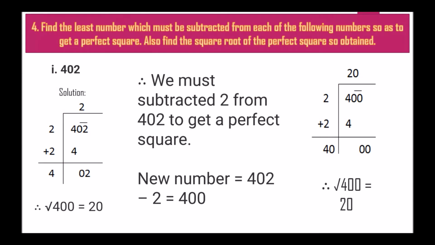Fourth question: find the least number which must be subtracted from each of the following numbers so as to get a perfect square. Also, find the square root of the perfect square so obtained. So 402. If we do it with the division method, we will get that 400 is the perfect square, and 20 is its square root. We must subtract 2 from 402 to get a perfect square. So the new number is 402 minus 2, that is 400. And the square root of 400 is 20.